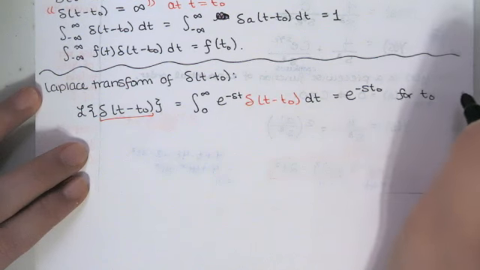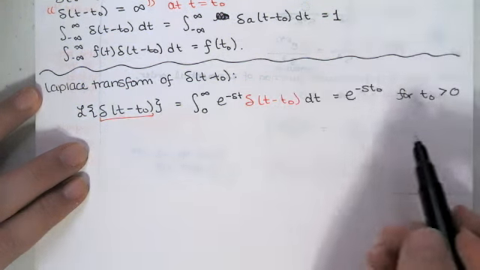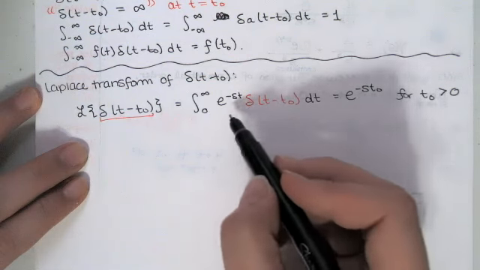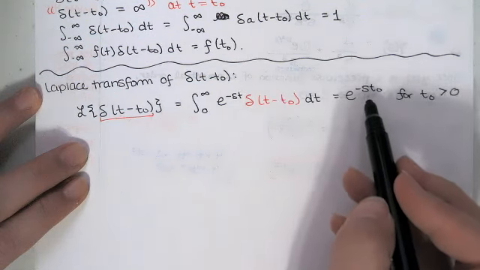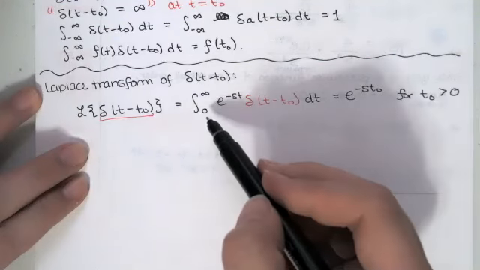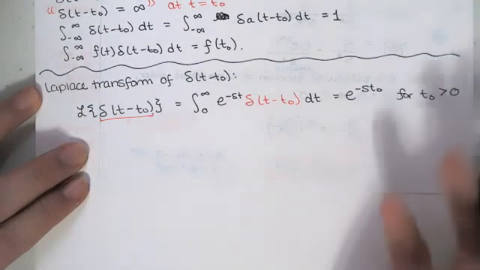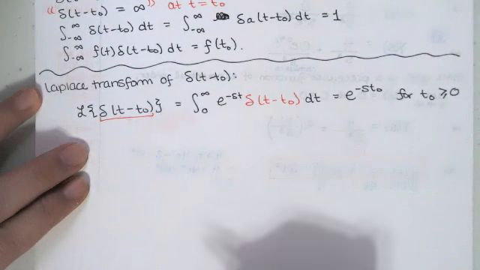And this is for t naught, I was going to say greater than 0. Should I say greater than 0? If t naught is equal to 0, will this work? And we would get 1 here. Yeah, I guess that would be fine. If t naught was equal to 0, we could get 1.